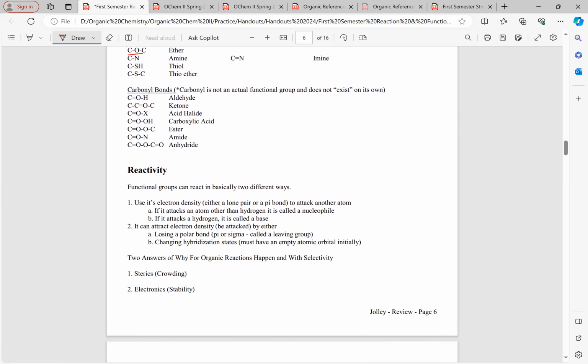Okay, what I've done here for a review is, all right, here's the functional group. Here's the file that should open up when you hear that functional group or you see that functional group. All right, functional groups can react basically in two different ways. They can be nucleophiles or electrophiles. Okay, use its electron density to attack, that would be a nucleophile, or it can attract density, and it can be the electrophile. And don't forget, there's only two answers in organic chemistry.